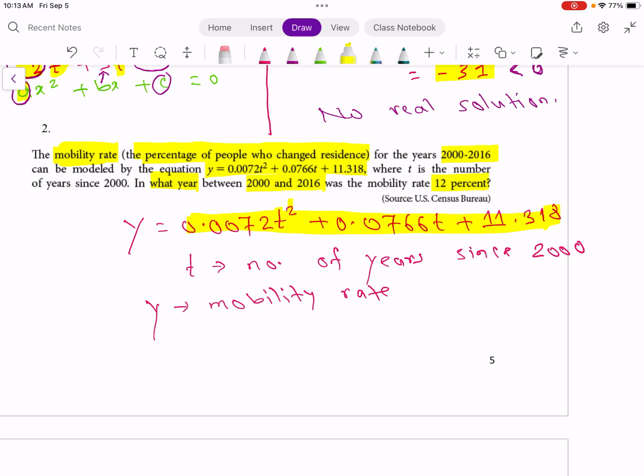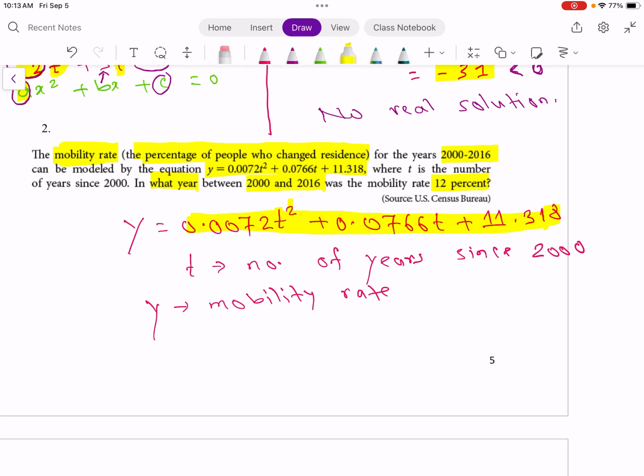In the last statement, in what year between 2000 and 2016 was the mobility rate 12%? Now what variable do we want to find here? Do you all agree it is t? What year? That's the time, right? So we want to find t. Now which variable is that 12%? y, right? So you substitute y equals 12 and find t.